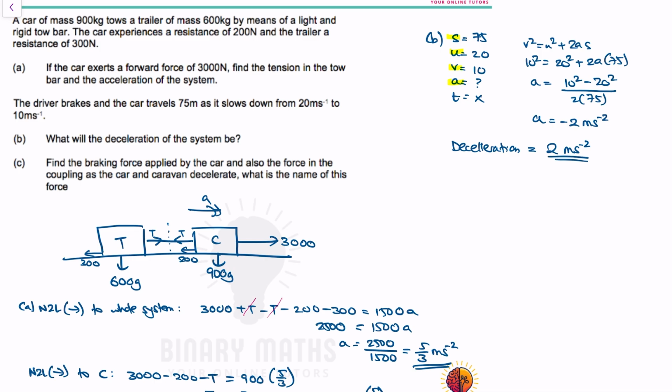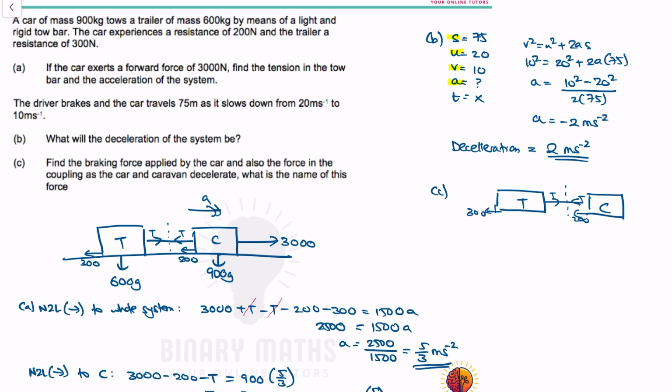That's B. Part C. Find the braking force applied by the car and also the force in the coupling as the car and the caravan decelerate. What is the name of this force? Okay, so we've got a new diagram now, we've got the trailer, we've got the car, we still have tension, we've got 200 this way, resistance still, and 300 resistance here.